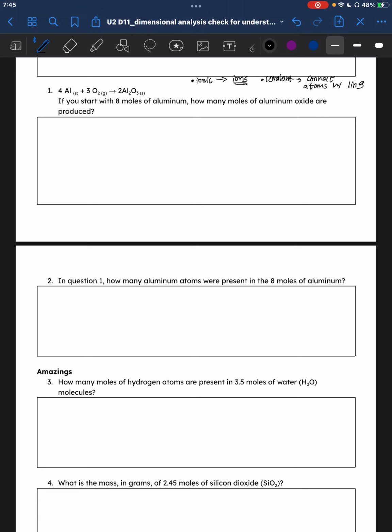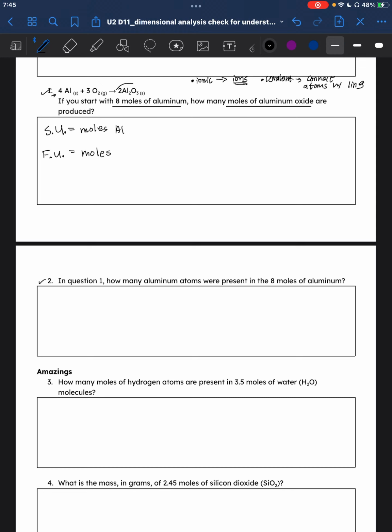This is going to deal with one of our mole must-haves, and question 2 deals with the other mole must-have standard that we're working with. All right, so I'm given this chemical reaction. If I start with 8 moles of aluminum, how many moles of aluminum oxide are produced? So my starting unit is moles of aluminum. My final unit is moles of aluminum oxide.